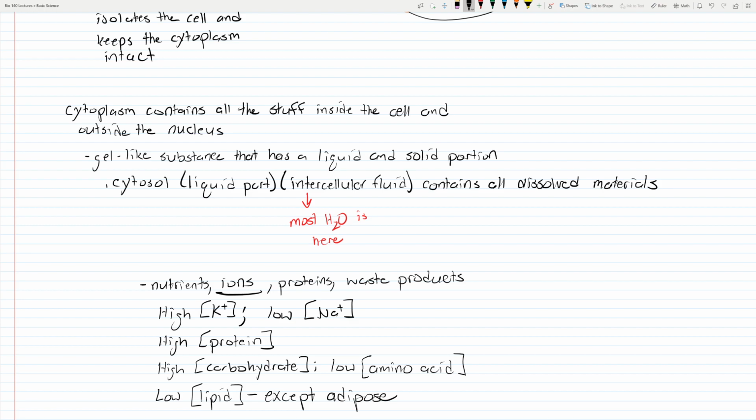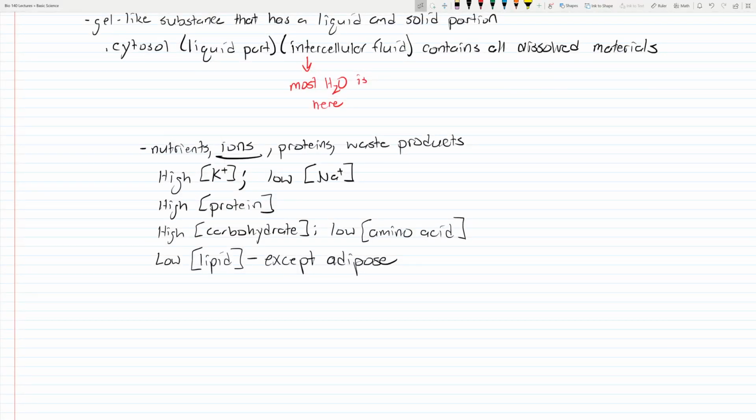Okay. All right. So that's the basics. Oh, sorry. One more thing. We've already talked about this a little bit. Inside of the cytoplasm, we have our organelles. I'll underline it. And these are just little organs, which carry out specialized functions.